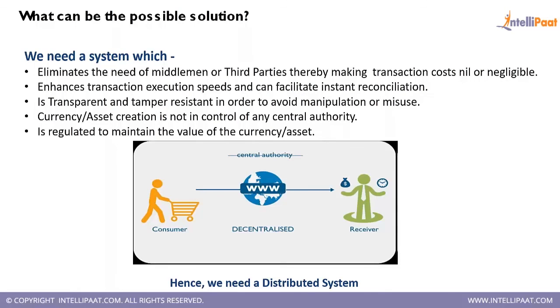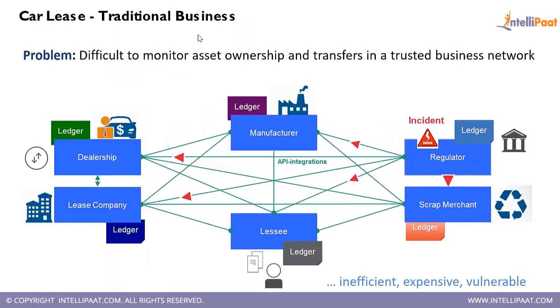So this is a car lease example, a traditional business. If you really see, all these participants, from regulator to manufacturer, dealer, lease company, lessee, and scrap merchant, all have different ledgers. They are all maintaining different ledgers. Their ledgers are shown in different colors. So what does that signify? There is no transparency or trust between the participants on this network, and there is no common view.